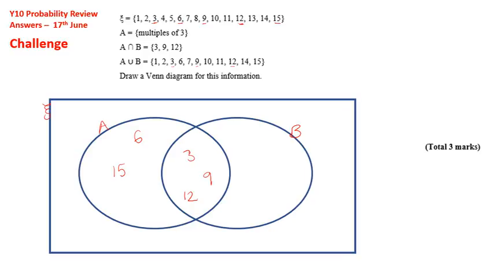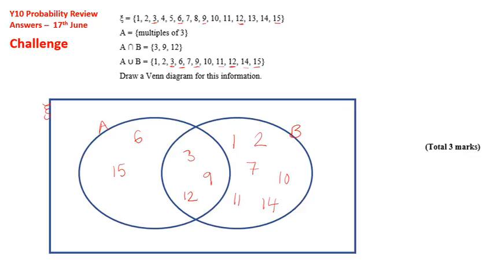Moving into A union B, I can now pick out the numbers that I've not yet included from here. So I had 3, I've got 6, 9, 12 and 15 already covered in set A. The other elements in here are 1 and 2, they must be in here. 7, 10, 11. And 14.